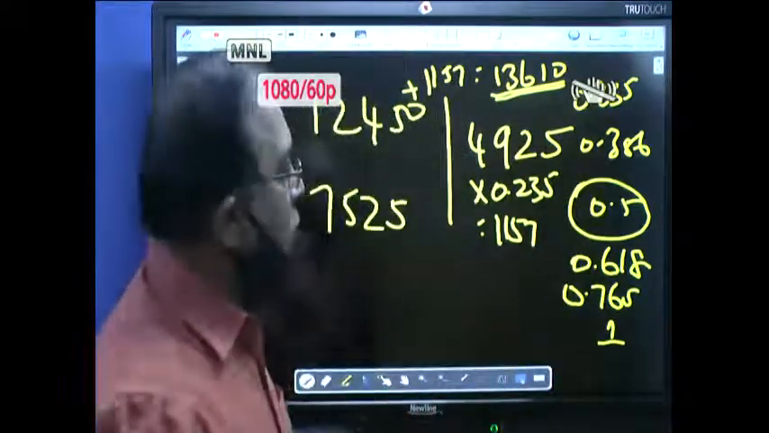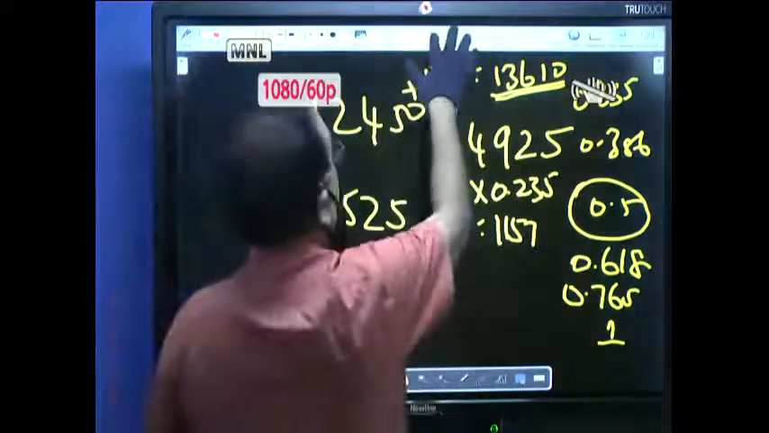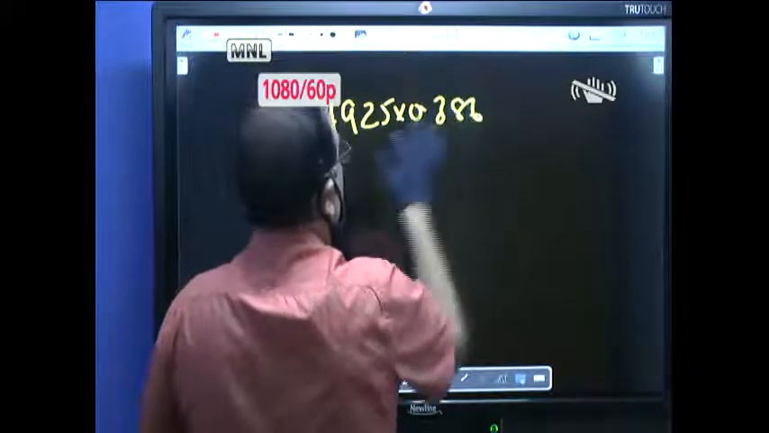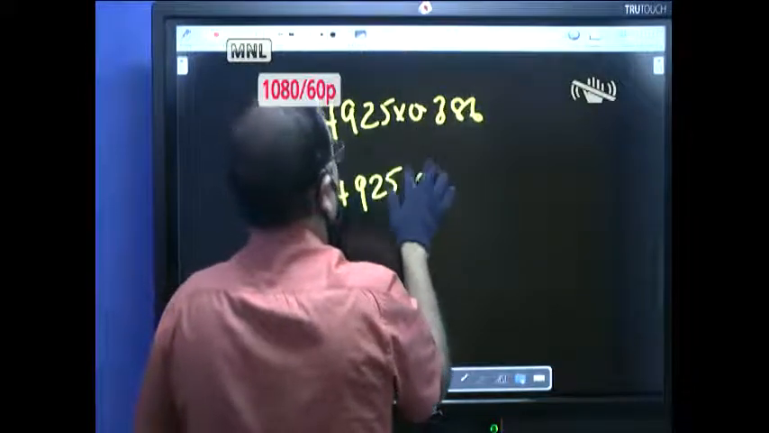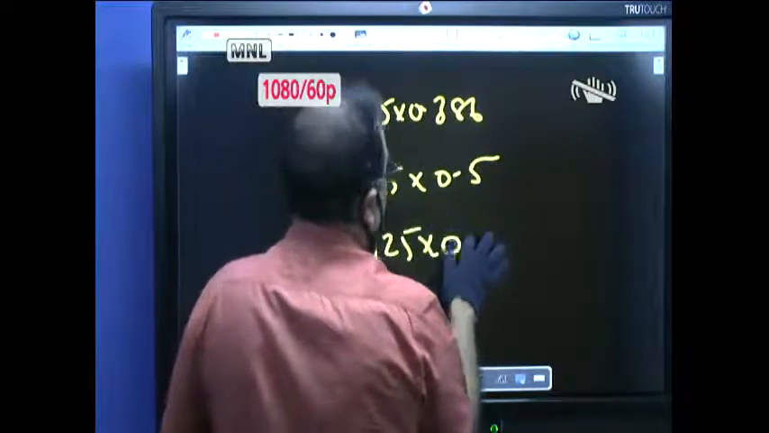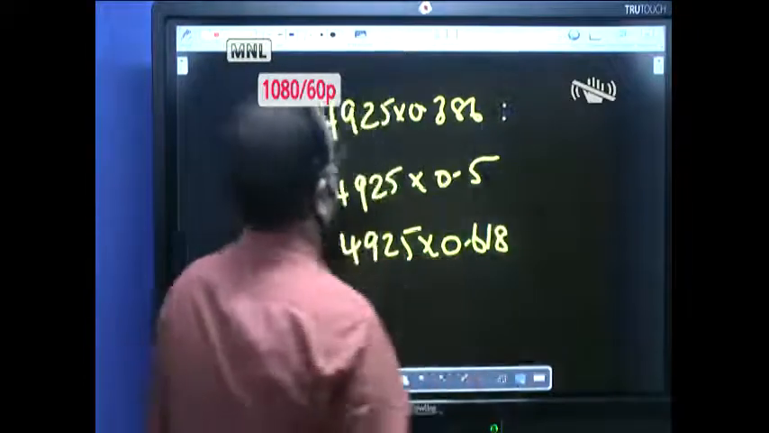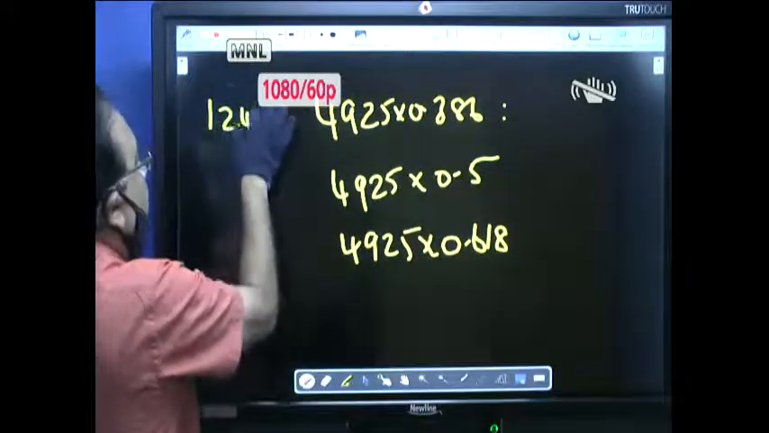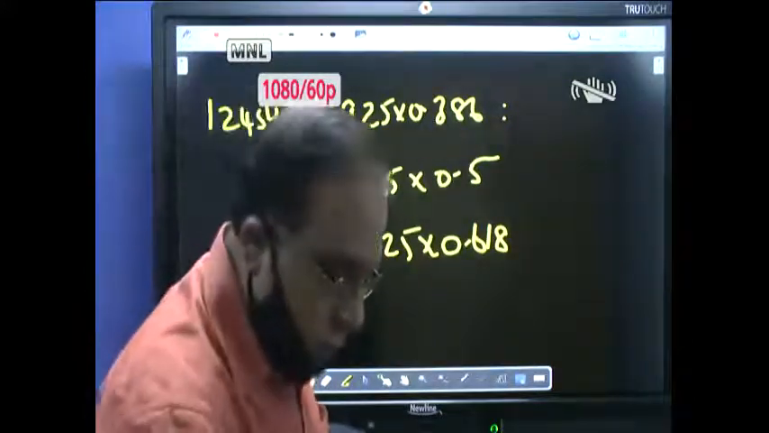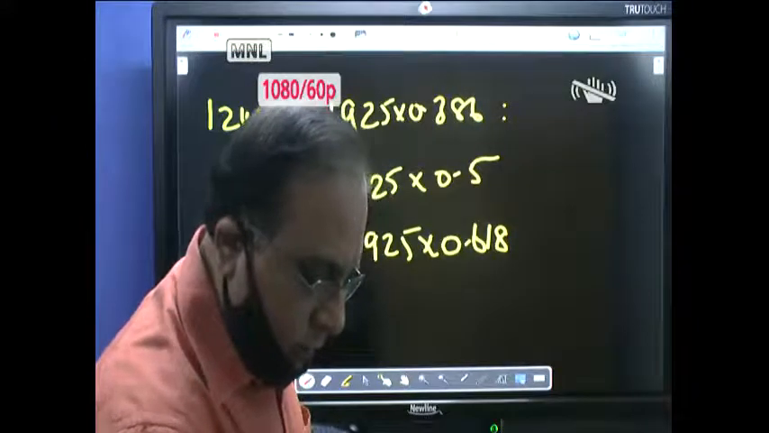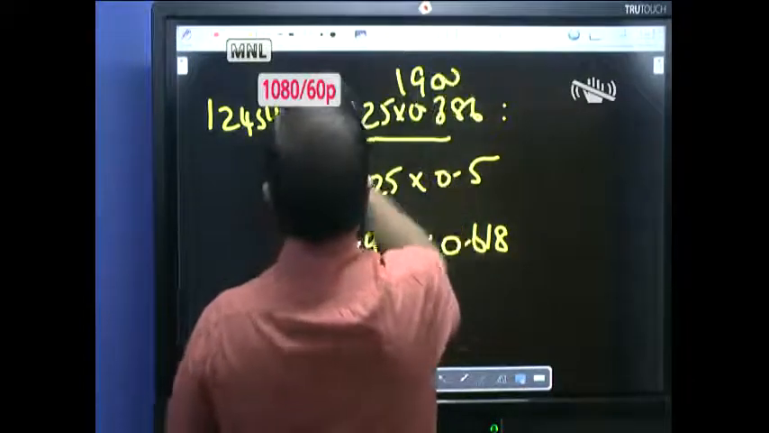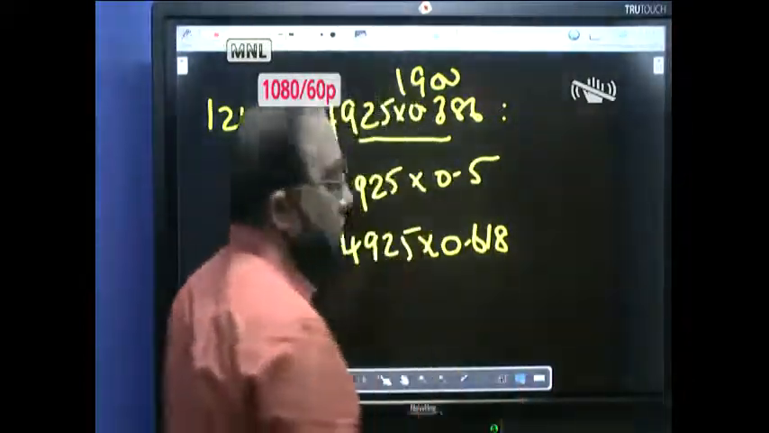So 4925 into 0.386. 4925 into 0.5. 4925 into 0.618. So let's see this. For which we will add 12,450 plus. All these things we will add to this. So 4925 into 0.386, that is 1900. So this area is 1900. So 12,450 plus 1900.